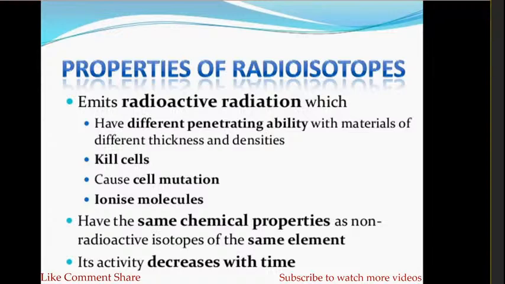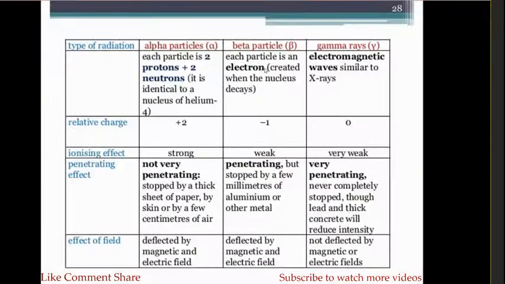Here they mentioned three types of particles: alpha particles, beta particles, and gamma particles. The particle with two protons and two neutrons is called the alpha particle. Beta particles are the electrons. Gamma rays are electromagnetic waves, similar to X-rays. First, alpha particles are identical to the nucleus of helium-4. Why I mention this is that based on this we can develop the experiment.